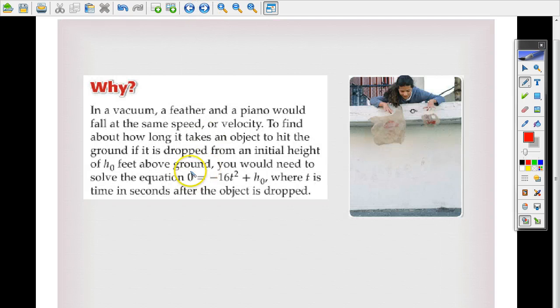Okay, so why? If you have a situation like this where you're on a rooftop, in a vacuum, a feather and a piano would fall at the same speed or velocity. To find about how long it takes an object to hit the ground if it is dropped from an initial height of h0 feet above ground, you would need to solve the equation 0 equals negative 16t squared plus h0, where t is time in seconds after the object is dropped.